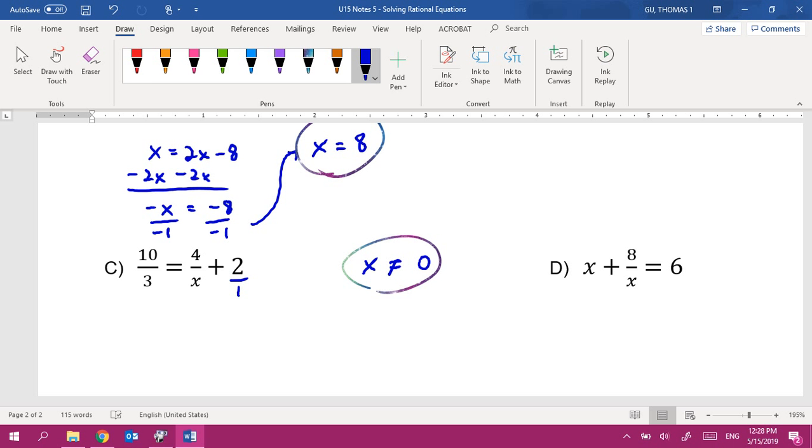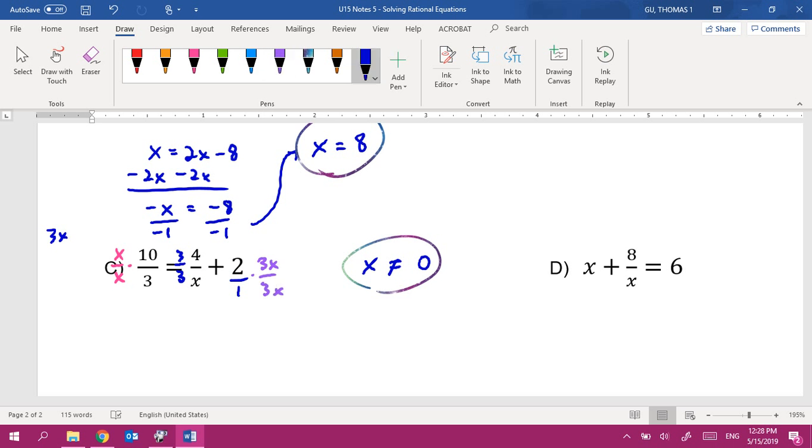So how will I multiply 10 over 3 to get it to 3x as the denominator? X. So we multiply by x over x. What about 4 over x? What do I need to multiply this by to get 3x on the bottom? 3 over 3, very good. And that will be 3x over 3. And the last one, I need to multiply by 3x over 3x.